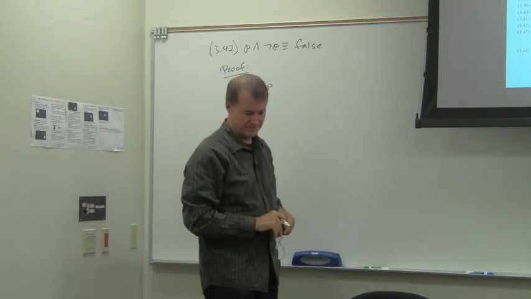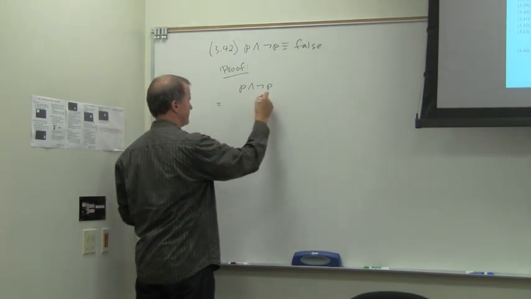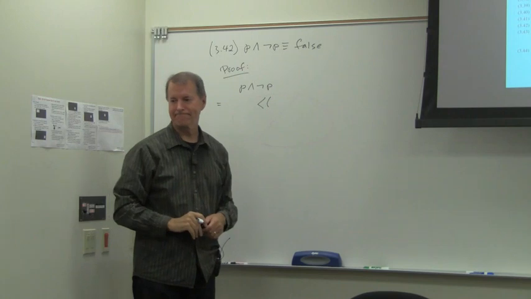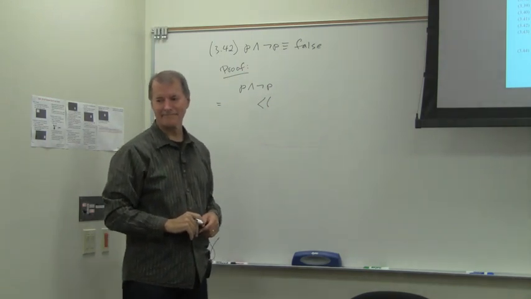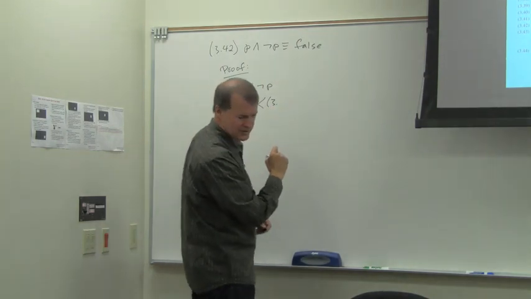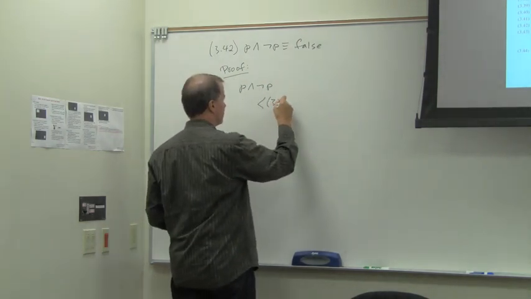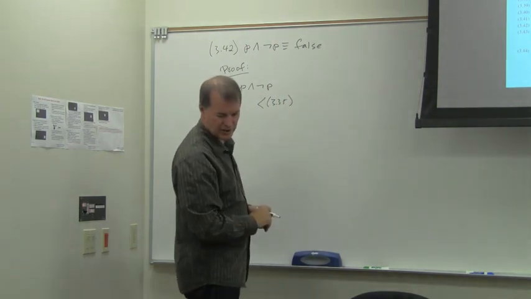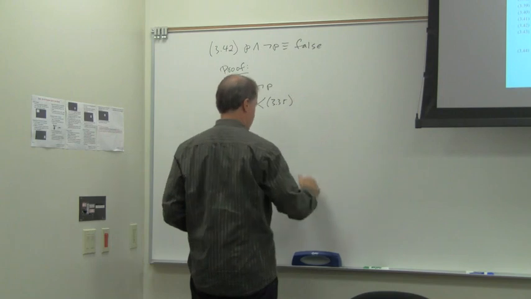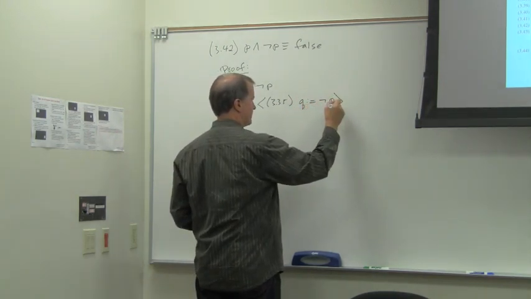Equivalence false. Let's use, do you have a suggestion? Yeah, let's use the golden rule. I think the golden rule is good. 3.5, with Q replaced by what? Not P, but you don't have to put that up. Q replaced by not P.